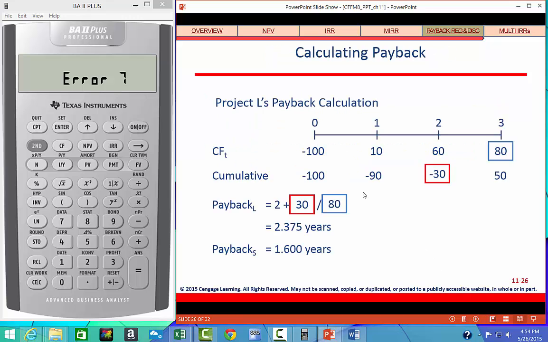So for a more complicated example, we've got Project L with its cash flows. And then you see that to calculate its payback, you just go to year one and you see you get $10 back of the $100. So you have $90 left to get back. Year two, you get $60. So you have $30 to get back. So you know at least it's going to take 2 years, 2 point something years to get your $100 back.